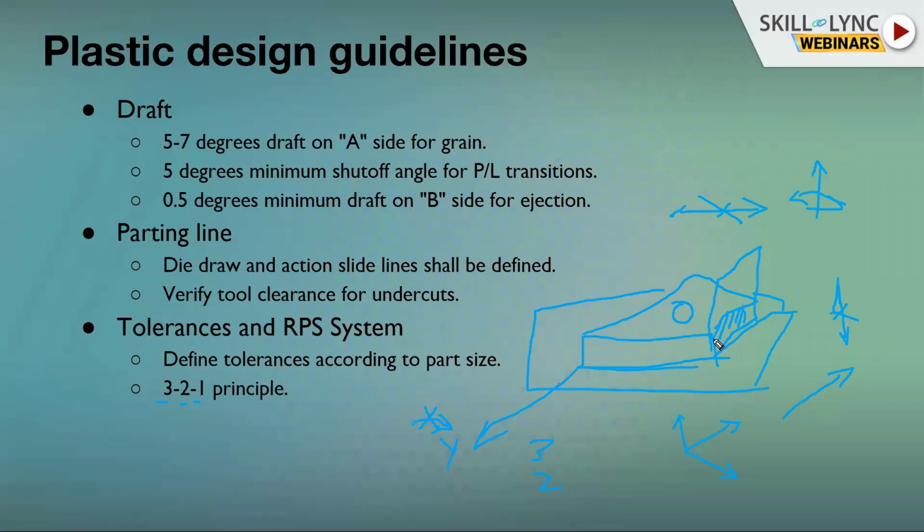Now it can rotate along this edge. It can translate along this edge, right? Now I will define this surface, or the other surface which is parallel to this surface. So once I fix this surface, 1 degree of freedom, that is this translation, is arrested. So this is a 3-2-1 principle.